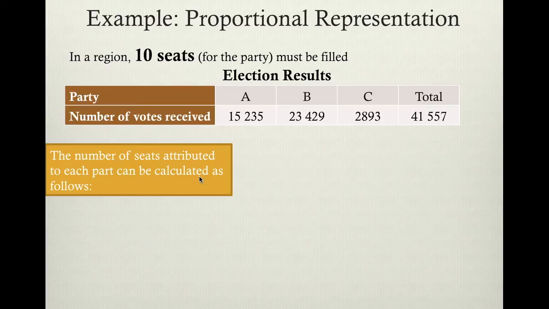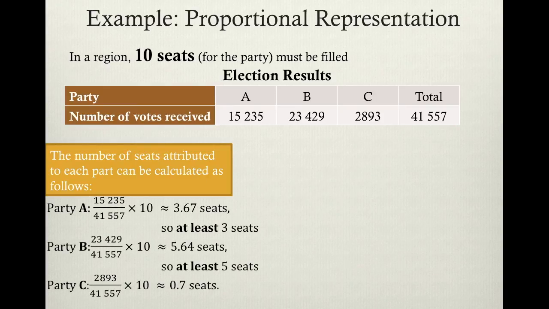The number of seats attributed to each party can be calculated as follows. So party A: 15,000 over the 41,000 total times the number of seats. So technically party A is going to get 3.67 seats. So at least 3 seats, okay, because you can't really get 0.67 seats. We're going to talk about that in a second. Party B, 23,000 over 41,000 times the 10 seats, so party B proportionally will get 5 seats at least. And party C gets only 2,893 over the total times the 10 seats. They don't even get 1 seat.